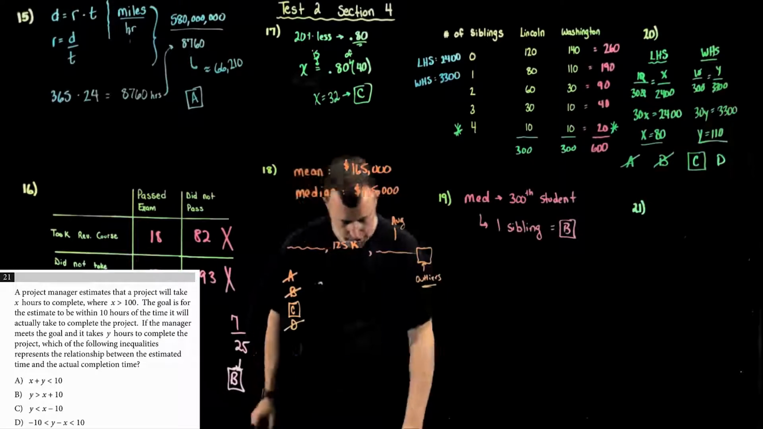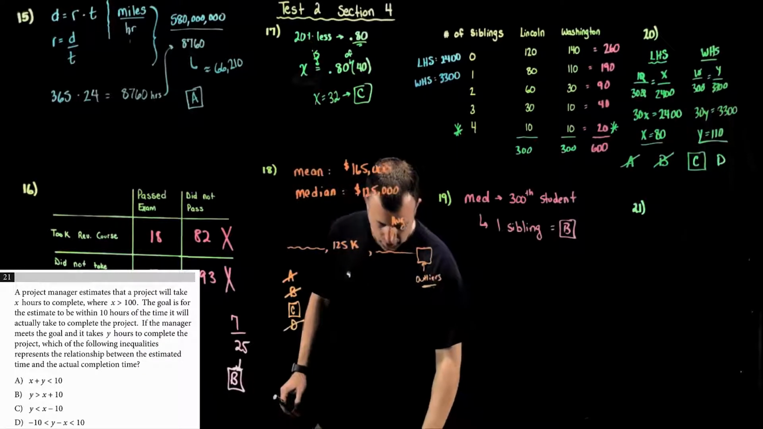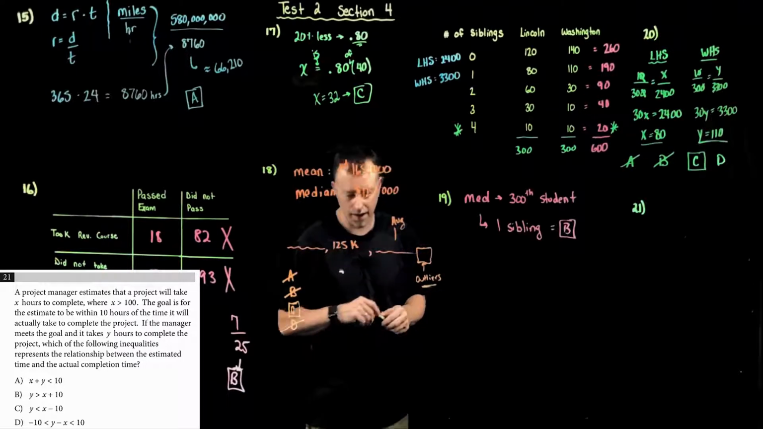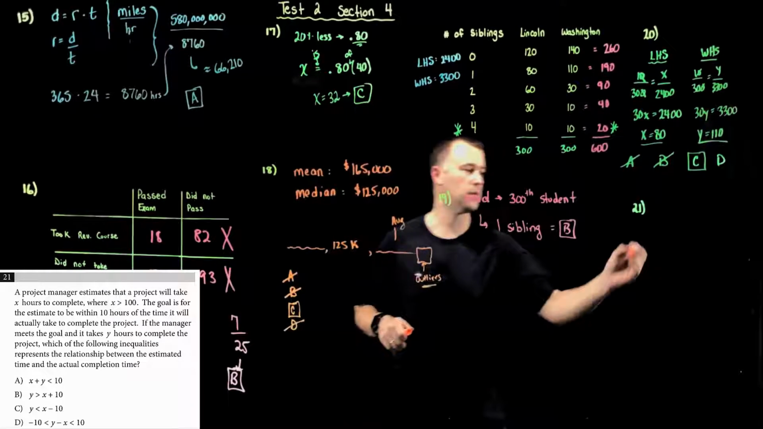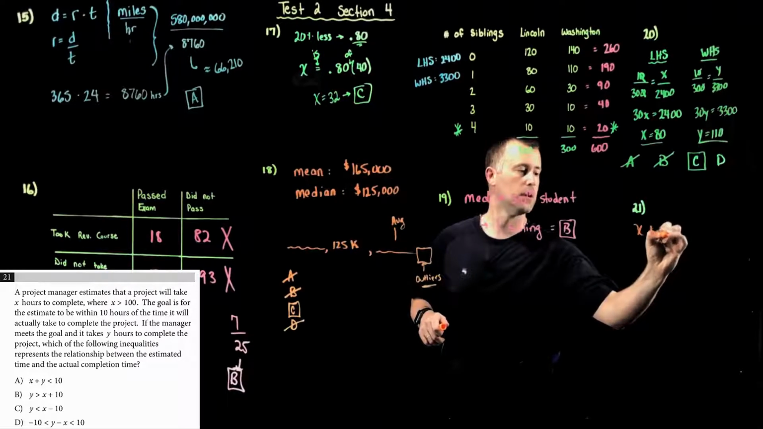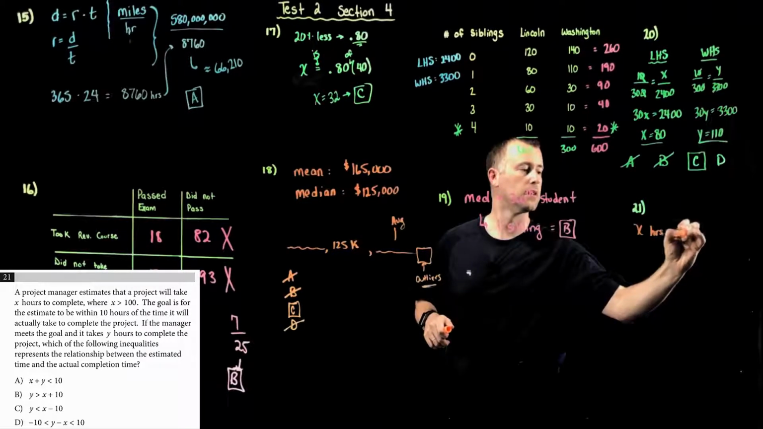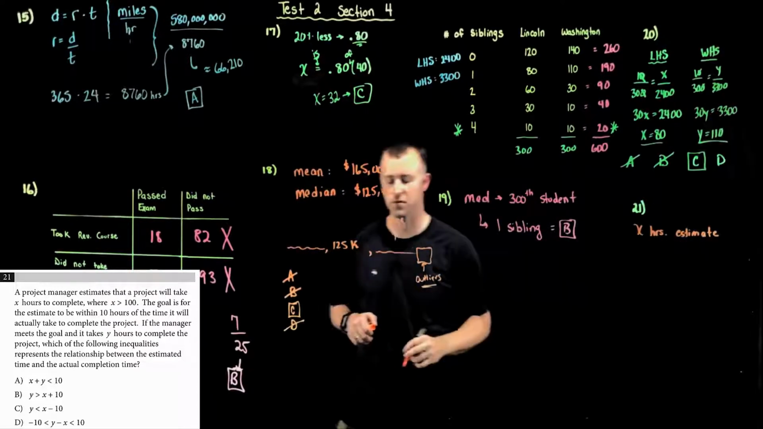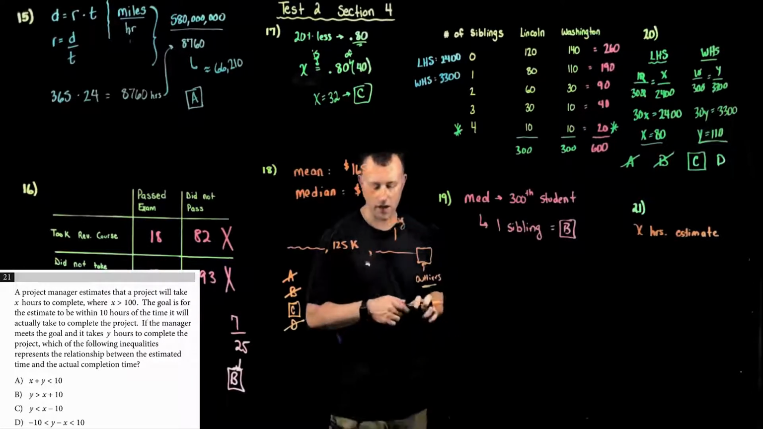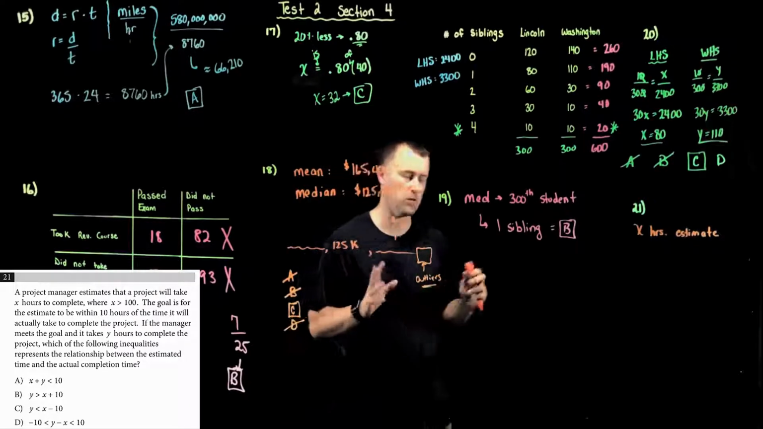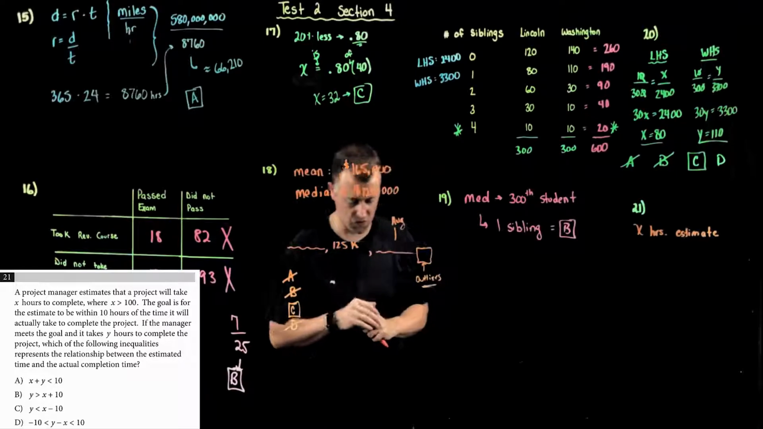All right, and 21. 21 says a project manager estimates that a project will take X hours to complete. So I'm going to just go ahead and write that down. We got X hours. That's an estimate. I could put a question mark there, but that may be confusing too. So I got X hours to complete, where X is greater than 100. You'll notice that doesn't matter, but we'll just go with it.